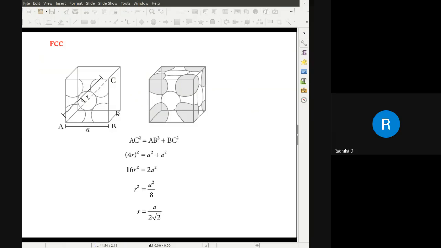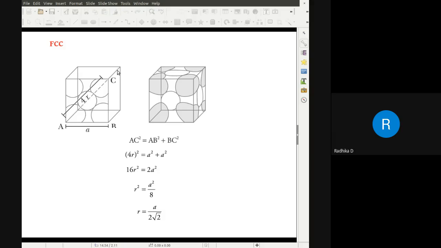Similarly, we are finding this for face-centered cubic. Face-centered cubic becomes pretty easy in comparison to BCC. The reason is this. Obviously, this is three-dimensional, right? I am going to consider only the front face of the cube. I have 1 by 8 of an atom at point A, 1 by 8 of another atom at point C, and 1 by 8 of another atom at point B.